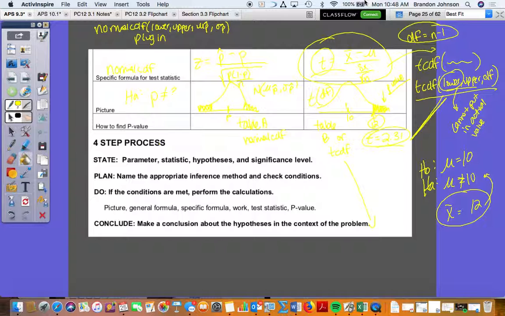Time-wise, how are we doing on time? We got 7 minutes left. Okay, I'm going to do something different. I was going to do this tomorrow, but I think this will be good for today.